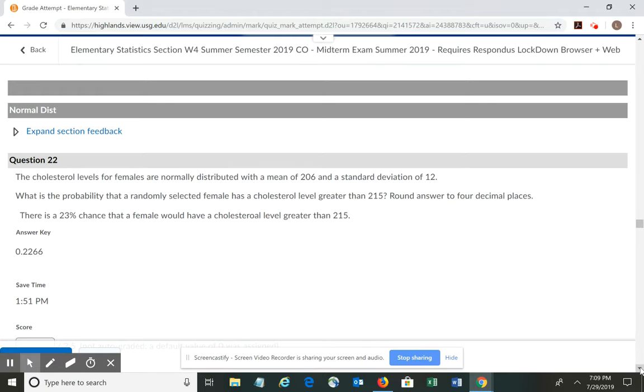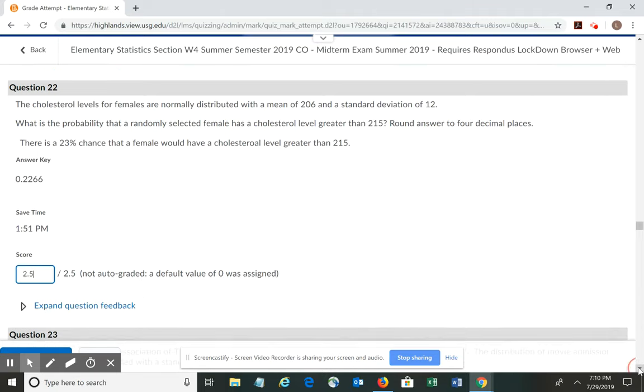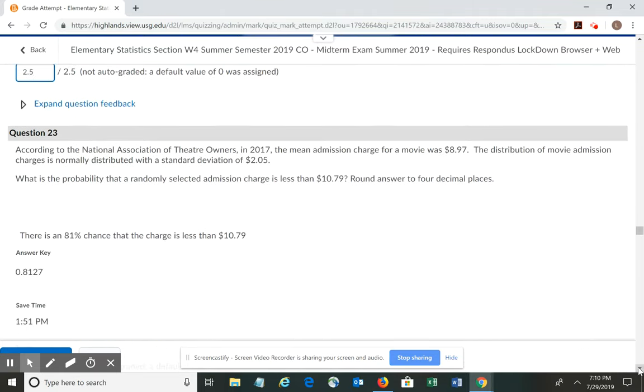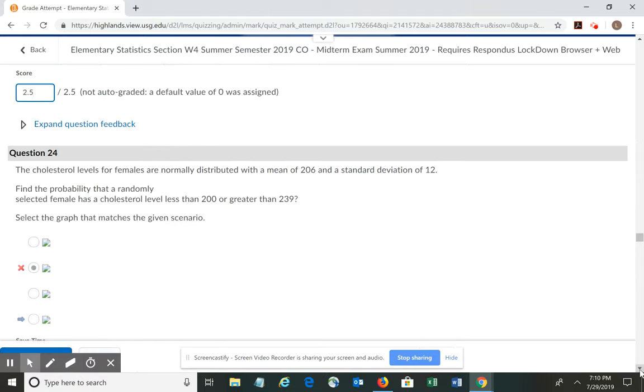Then looking at question 22, it said round your answer to 4 decimal places. However, it looks like the student wrote it as a percentage. I would give credit for that, although they didn't follow instructions. It was 0.2266 or 23%, and that may be how you taught it. So I would give her credit, put the point values in the box. 23.81% chance. Again, although she didn't follow instructions, it is a correct answer. I would give her credit.